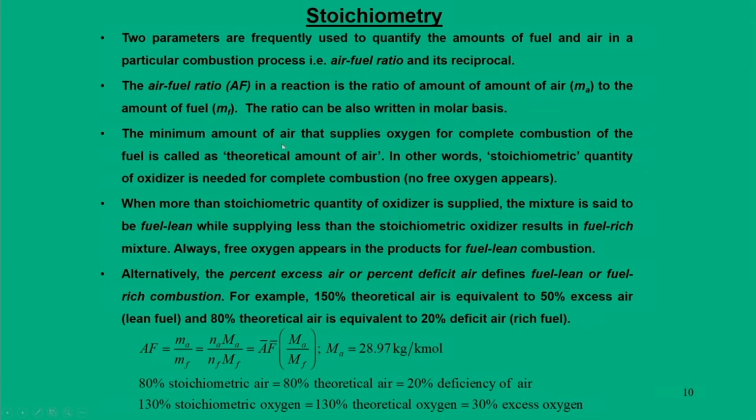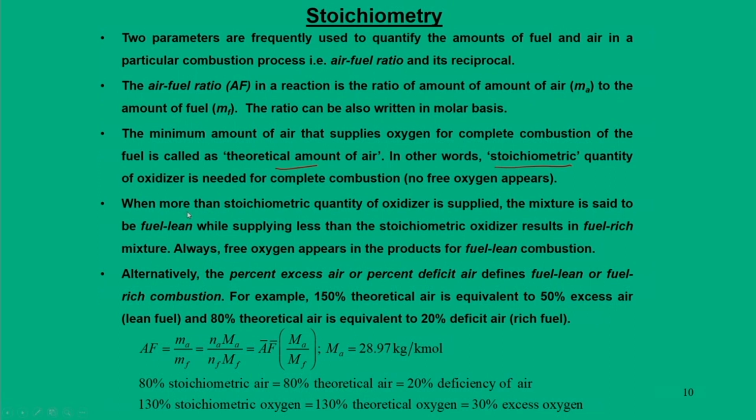Now, the minimum amount of air that supplies oxygen for complete combustion of the fuel is known as the theoretical amount of air, which is the same as the stoichiometric quantity of air. That means a stoichiometric quantity of oxidizer is needed for a complete combustion process. When I say stoichiometric combustion, that means there is no free oxygen that appears.